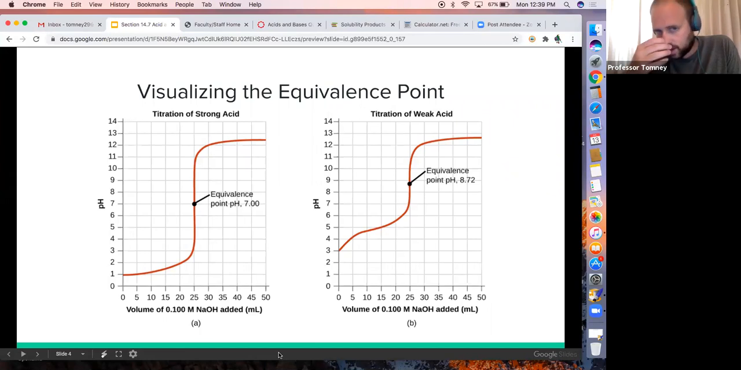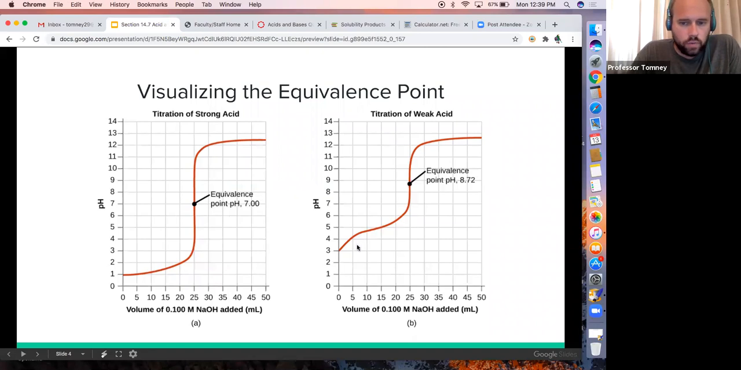So we can see this comes straight out of the OpenStax book. This is visualizing the equivalence point here. So you have a titration with a strong acid. When you're dealing with a strong acid and a strong base, because this is sodium hydroxide, the pH will always be 7 at the equivalence point because it's a neutralization reaction.